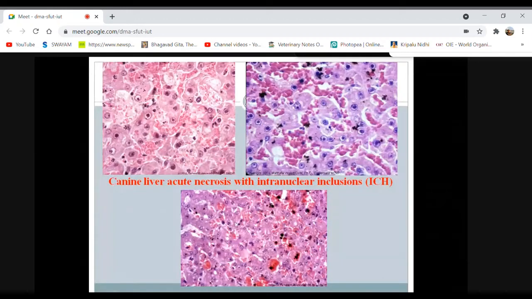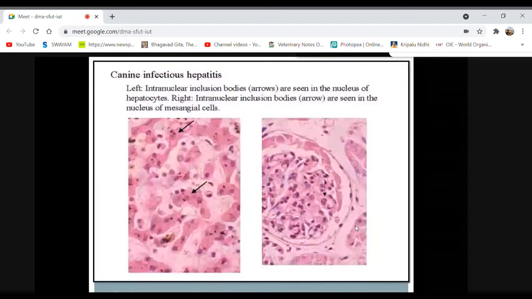So they are showing this type of intranuclear inclusion bodies, right? So these are some intranuclear inclusion bodies. Another, and this is in case of the mesangial cells in the kidney. This is in case of the liver.